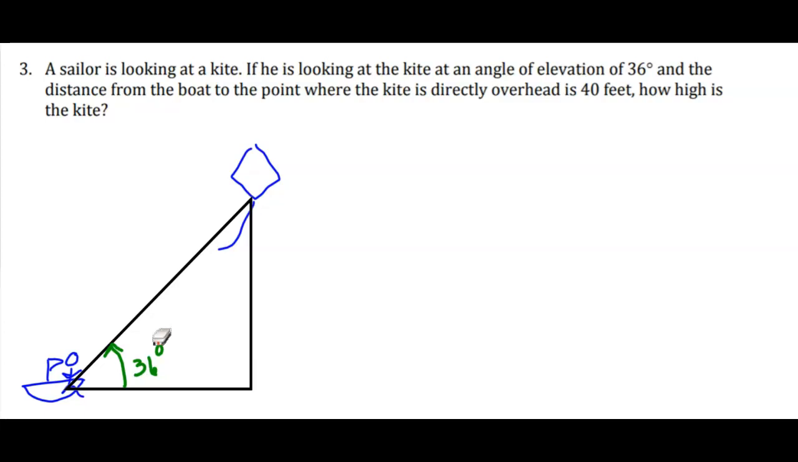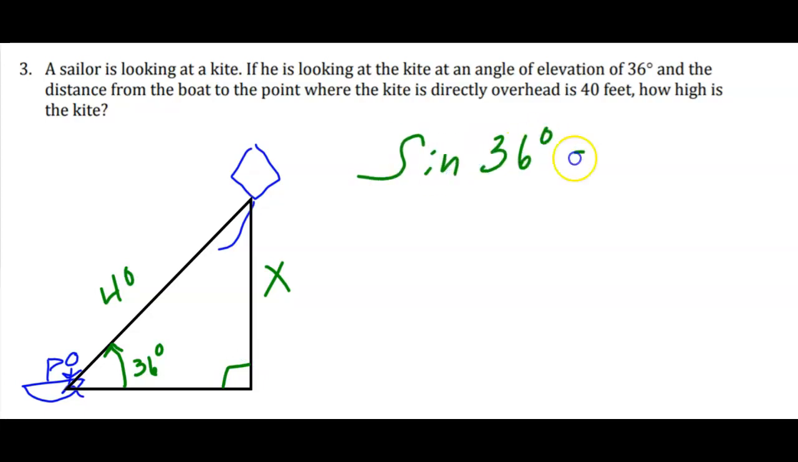So the distance from the boat, here's the boat, to the point where the kite is. So if you go from the boat to the kite, we're talking about the hypotenuse here. This is 40 feet. And then how high is the kite? And then you just pick a trig function. So with respect to my 36 degrees, I have opposite and hypotenuse. So that's a sine. So sine of 36 degrees equals x over 40.